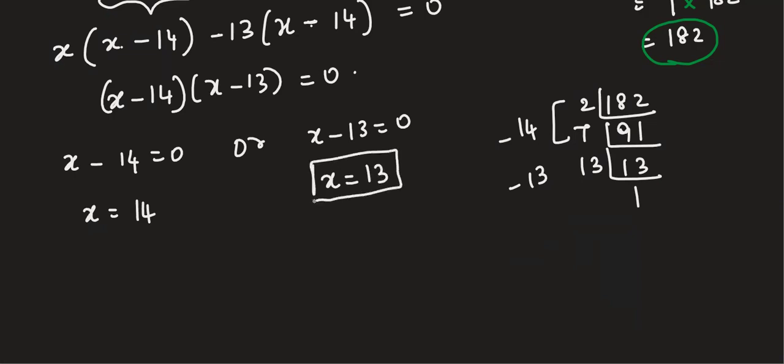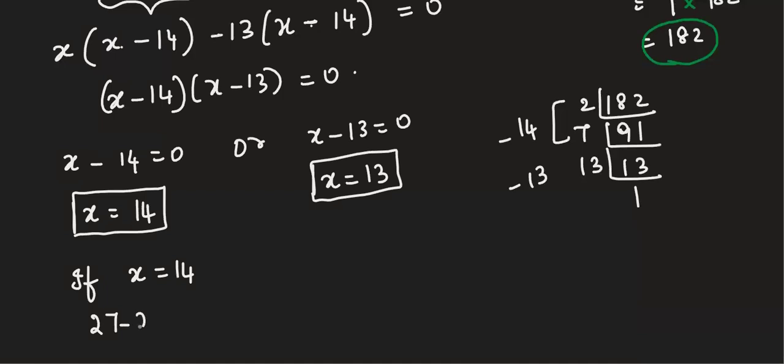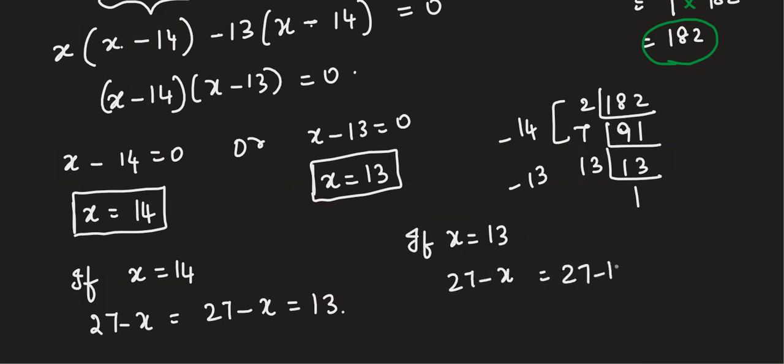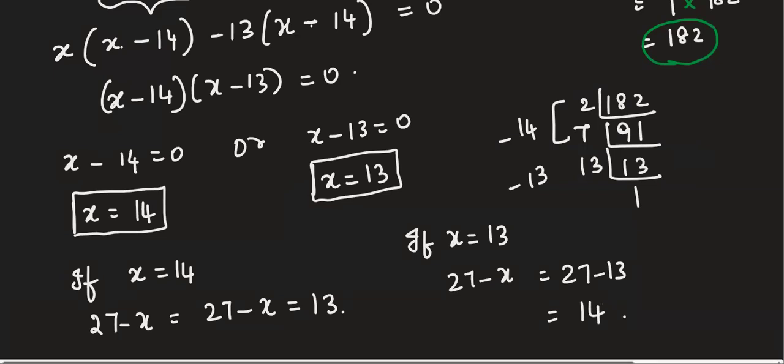But then, what are the two numbers we have kept? We have kept one of the numbers as 14, right? So if the first number is 14, so if x is equal to 14, the other number will be 27 minus x, which will become 13. So if one number is 14, the other number will become 13. Or in case you consider x as 13, then the other number will be 27 minus 13, we are getting 14. Therefore the two numbers are 13 and 14.